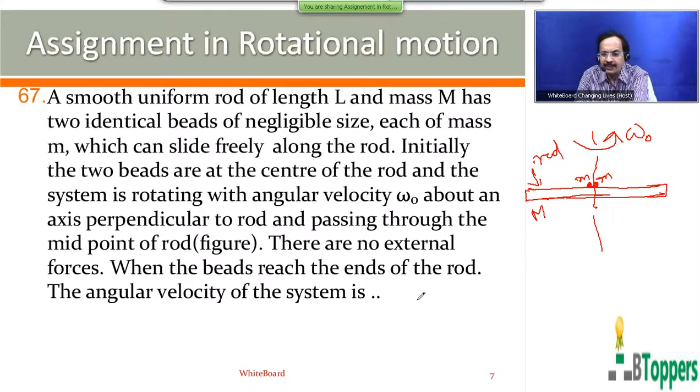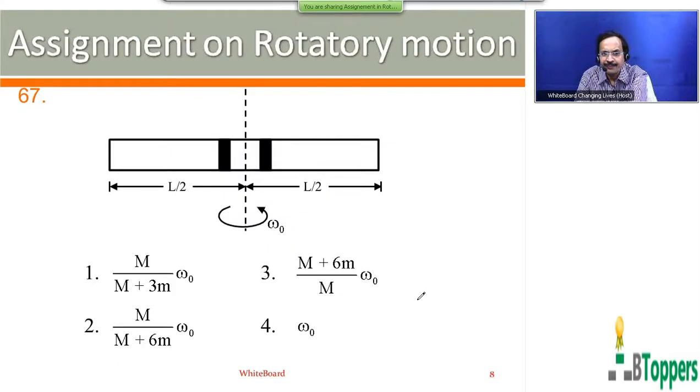I am going to show you the diagram and the options for question number 67. Look at the options given for question number 67, take a pause and finish trying the question.